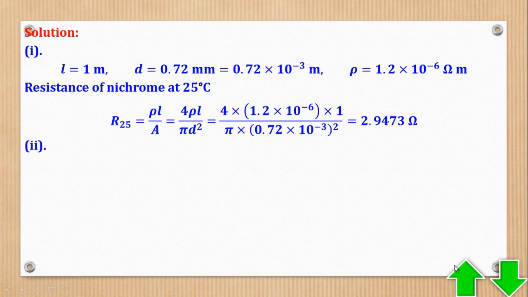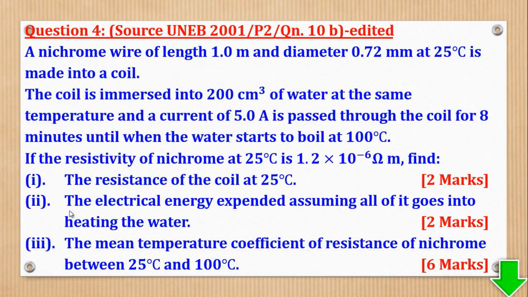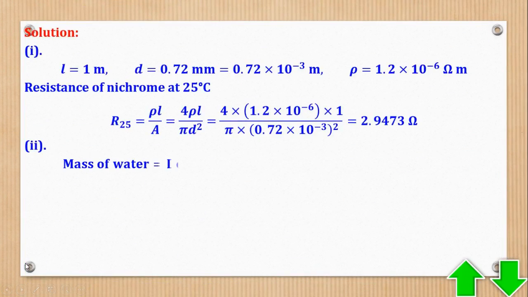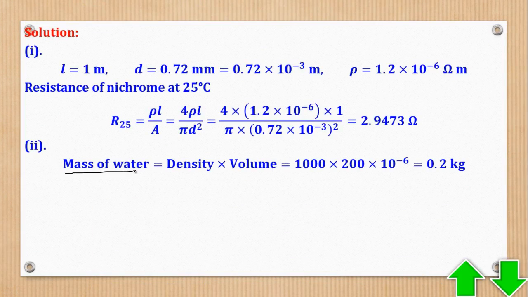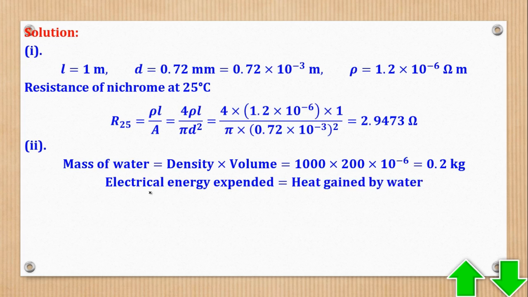Then Roman 2, they want the electrical energy expended, assuming all of it goes into heating the water. So when all of it goes into heating the water, what does it mean? So first of all, you shall come and get mass of water equal to density times volume. Density is that and volume is this, to give you the 0.2 kilograms. After that, electrical energy expended will be equal to heat gained by the water, because all the energy which was taken out from this went into the water.